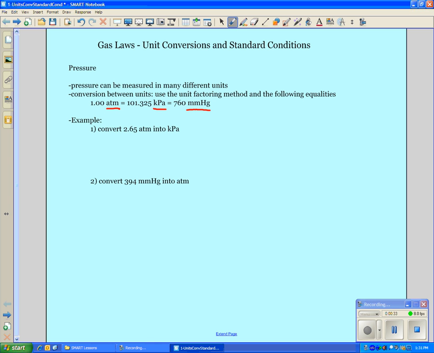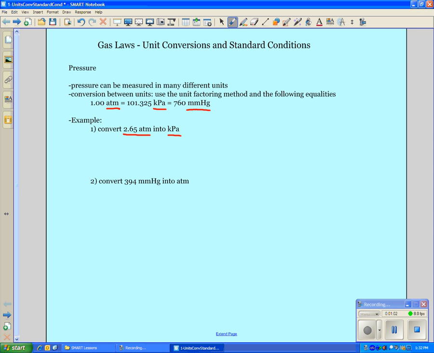The 3 numbers that you see up here with their units are the equivalencies for atmospheres, kilopascals, and millimeters of mercury. So if you're going to convert from one unit to another, it's these 3 numbers that you'll need to be using, and we're going to show you how to do that using the unit factoring method. So for example number 1, we're going to convert 2.65 atmospheres into kilopascals.